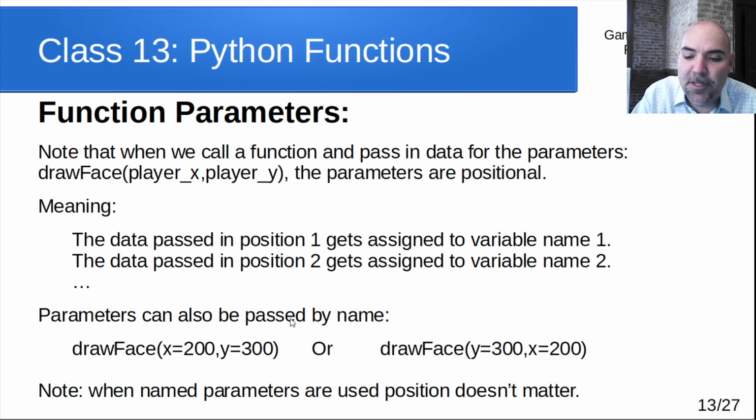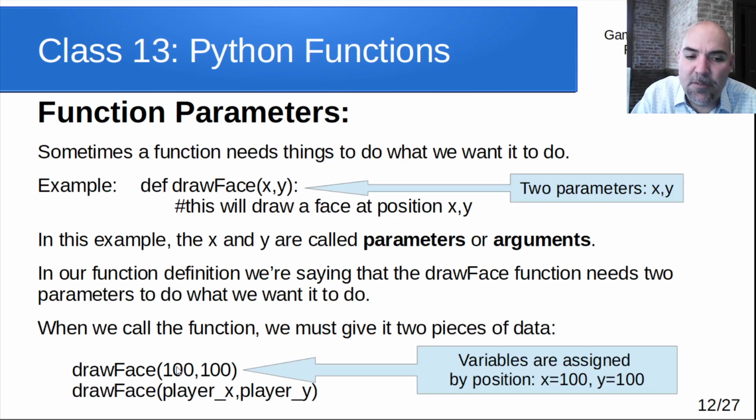But if we just put numbers in, like we did back here, 100, 100, the position goes in the same order. x is equal to 100, y is equal to 100.